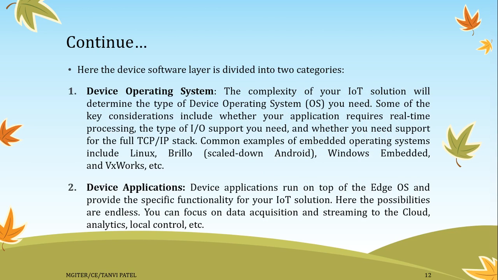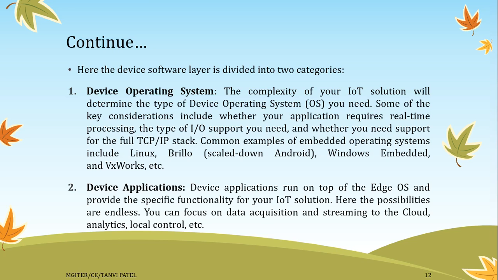So here the device software layer is divided into two categories. First is the device operating system and the second one is the device application. In the device operating system, the complexity of your IoT solution will determine the type of device operating system you need. Which type of operating system you use in your IoT solution depends upon you.